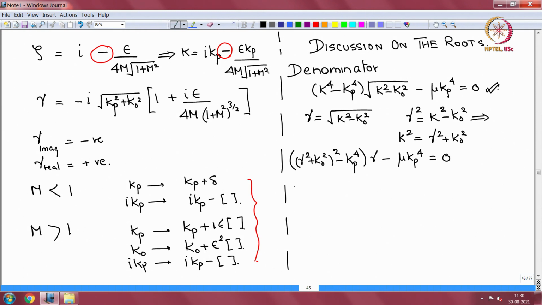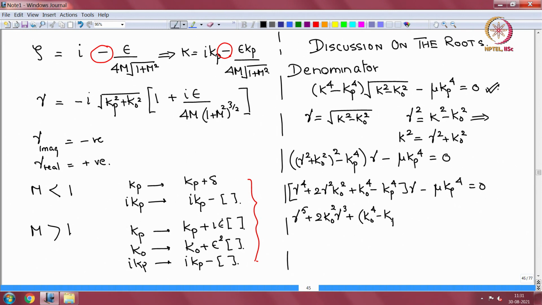If we open it out, gamma fourth plus twice gamma square k0 square plus k0 fourth minus kp fourth into gamma minus mu kp fourth equal to 0. And so, this becomes gamma fifth order again, plus twice k0 squared gamma cube, plus k0 fourth minus kp fourth gamma, minus mu kp fourth equal to 0.